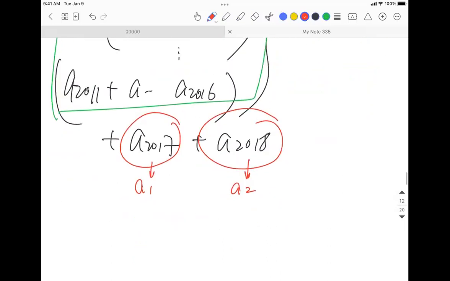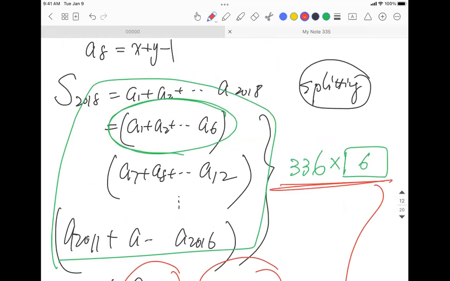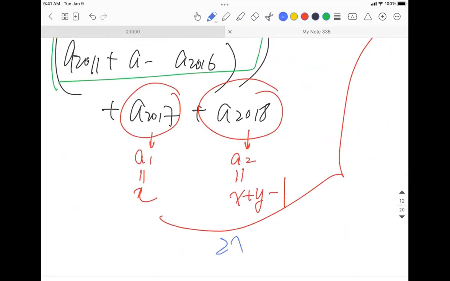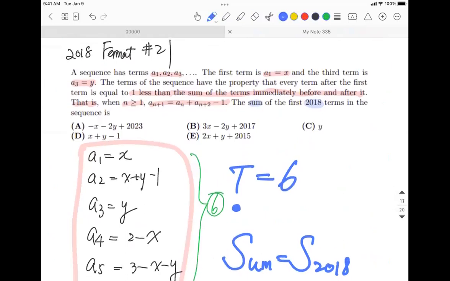So what's the value for A1? X. What's the value for A2? X plus Y minus 1. So in total, what's the value? That's going to be 2x plus y plus 2015. That's perfect. 2x plus y plus 2015. Is that right? Do we have it? Yes, that's going to be our answer E.